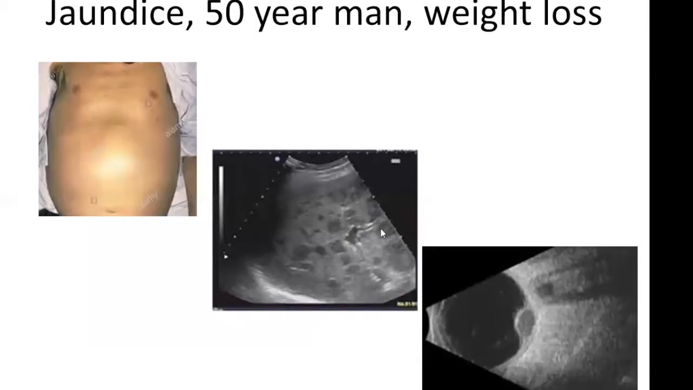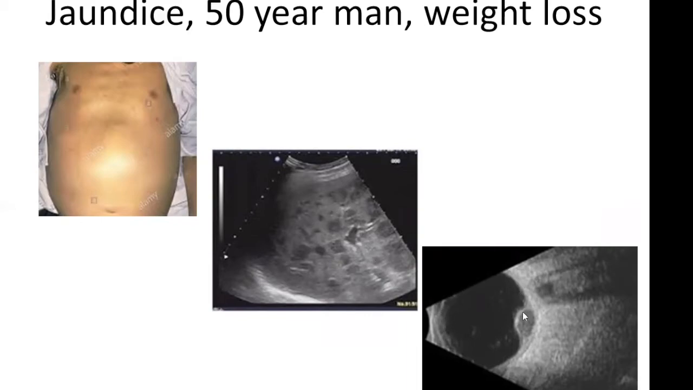Let's have a look at this patient here, a jaundiced man, 50 years old, with weight loss. Here's his abdomen. We've done an ultrasound, and he has multiple echo-poor areas in his liver. His liver's expanded, and these are most likely due to tumor. He hasn't got a temperature. It's either benign or malignant. It looks malignant. Primary or, most likely, secondaries, and he's got eye problems.